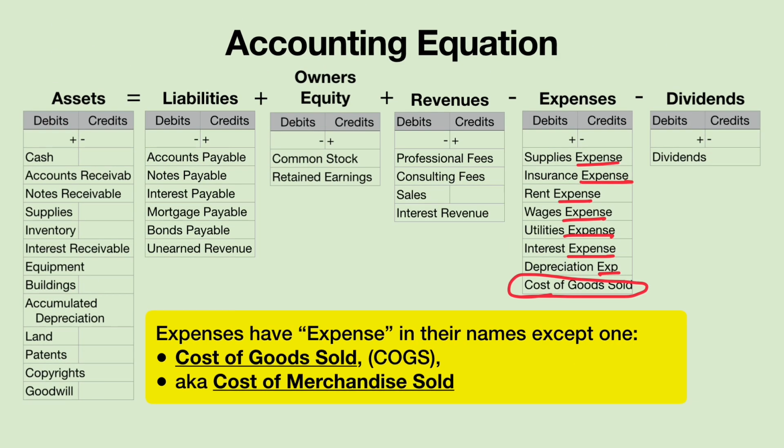Okay, let's look at the expenses. All these expenses have the word expense in the title, except one, cost of goods sold. Now, I suppose they could have said cost of goods sold expense, but we don't say that, presumably because we have too many syllables in that title anyway. Some textbooks call this cost of merchandise sold, but throughout history in English, the predominant title was cost of goods sold. So goods is an Old English word for inventory.